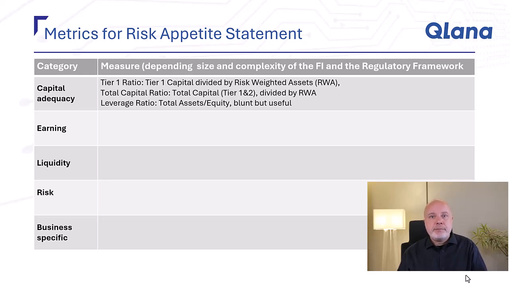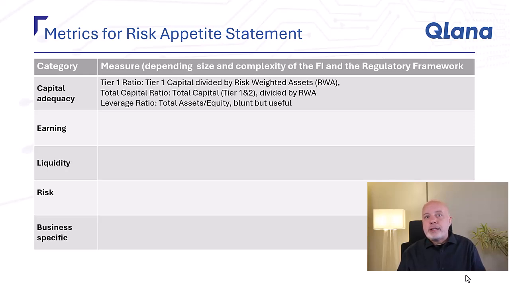As you can see, we have identified two ratios which look at the categorization of capital according to the two tiers, and we relate them to the risk-weighted assets. We have also added a very simple leverage ratio, which covers the total assets relative to the total equity. This last ratio is equally blunt, but also useful, as it is not influenced by any subjective assessment of risk.